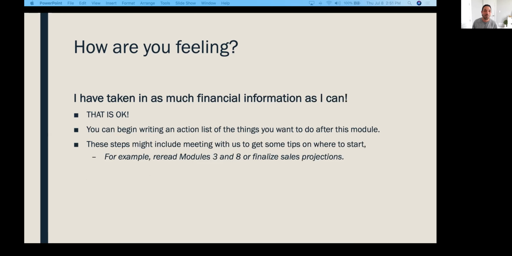So you might be feeling that you've taken in as much financial information as you can. I'm sorry, that sucks, but that's okay. You can begin by writing an action list of things that you want to do after this module related to your finances. These steps might include meeting with us, Kelsey or I or Jenny, to get some tips on where to start. For example, I might suggest you go back and reread module 3 and make sure you read module 8. Or I might say that you just need to finalize your sales projections. Just do the sales projection exercise that we went through today and do it yourself, and that will actually start helping move you forward.